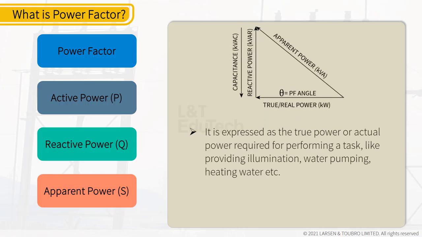Active power P is expressed as the true or actual power required for performing a task like providing illumination, water pumping, heating water, etc. The unit of measurement is W (watt) or kW (kilowatt).